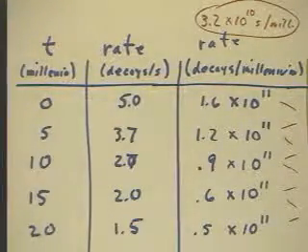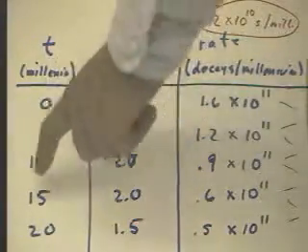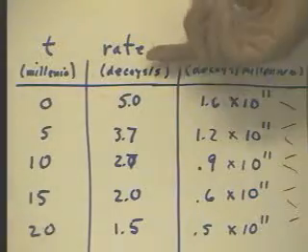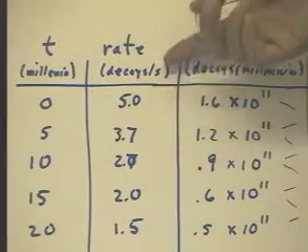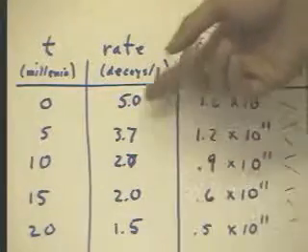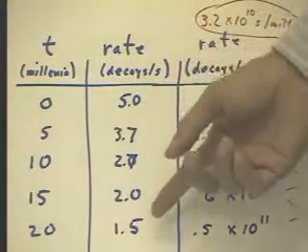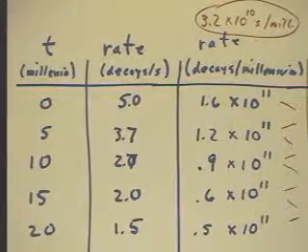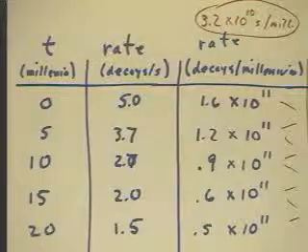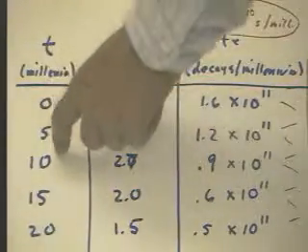We can put our information into a table where we have clock time t in millennia, 0 through 20 by increment of 5. We have the rate in decays per second. Rounding off to consistent number of significant figures, we have 5.0, 3.7, 2.7, 2.0, and 1.5. Now, what we're after is the total number of decays over each period of 5 millennia.